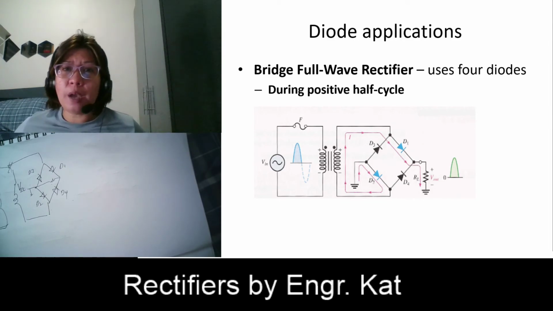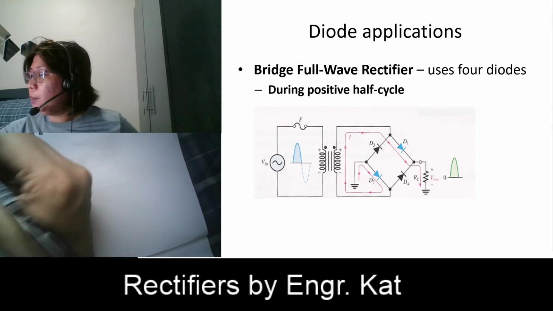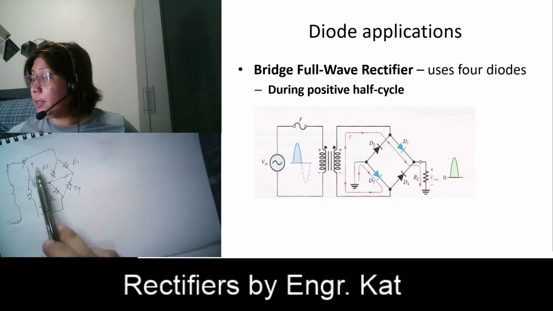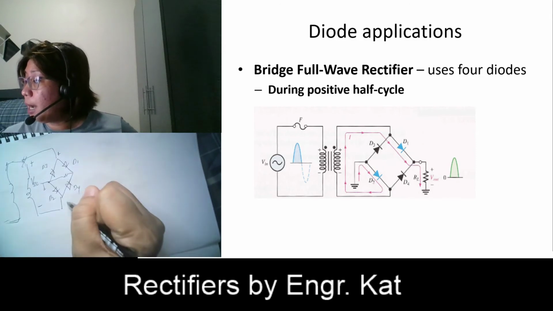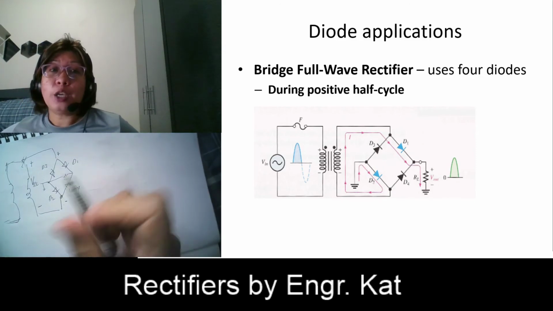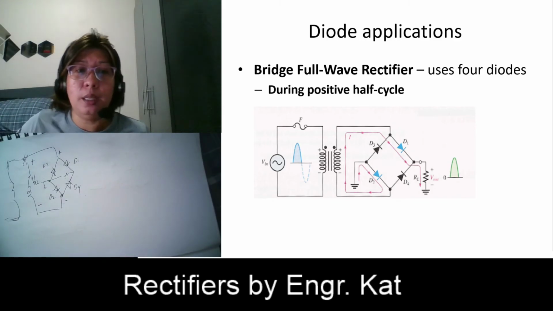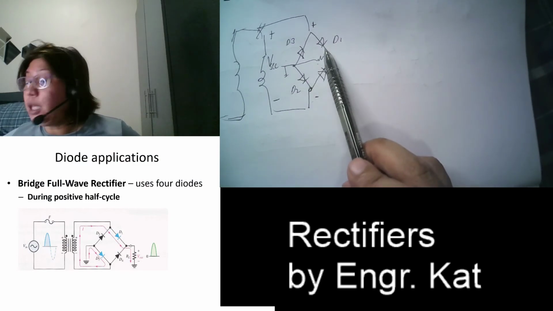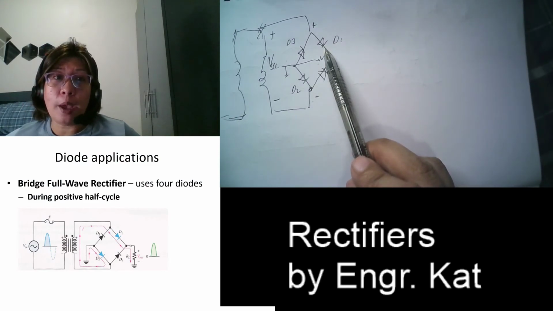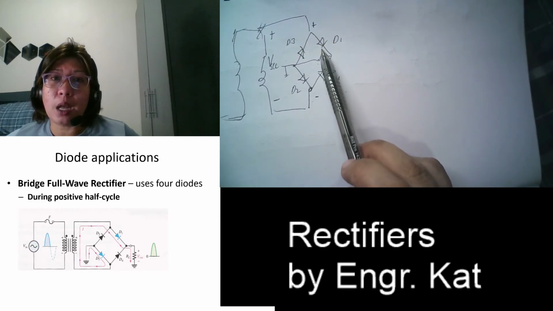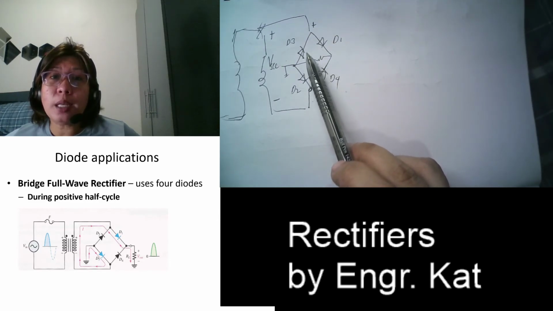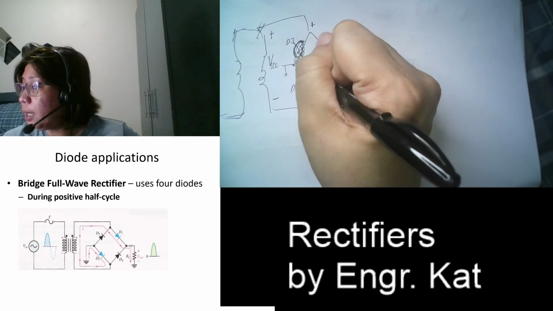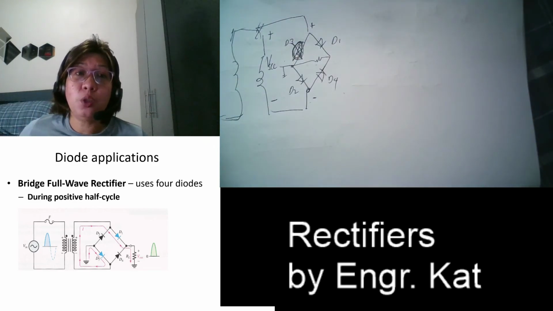During the positive half cycle, what happens? This means we have positive here and negative here. As you can see, during the positive half cycle, this D1 here is forward biased. Why forward biased? Because positive is connected across your anode. Positive is connected across your cathode. That means your D3 here is open, so this is not functioning. That is an open circuit.